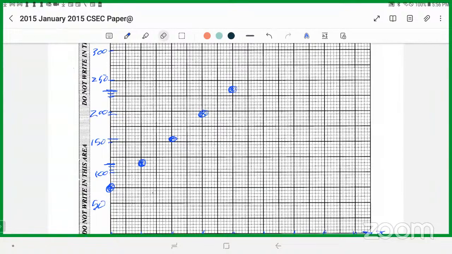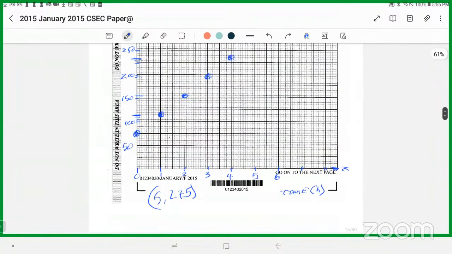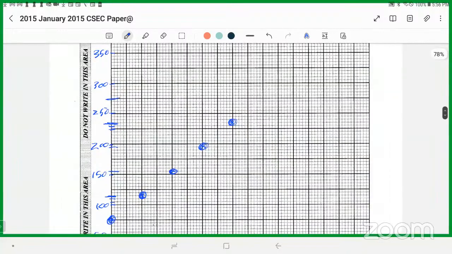The next one is 5, 275. All right, 5, 275. 5 here up to 275. 275 is this line, coming over to 5, which is this line. So we're talking about right here. All right, so that's it. Still falling on the straight line.